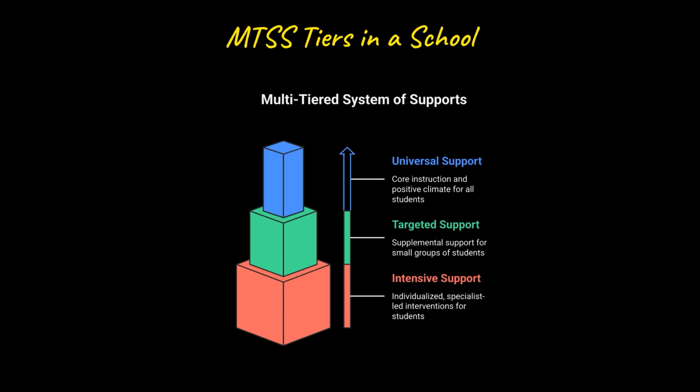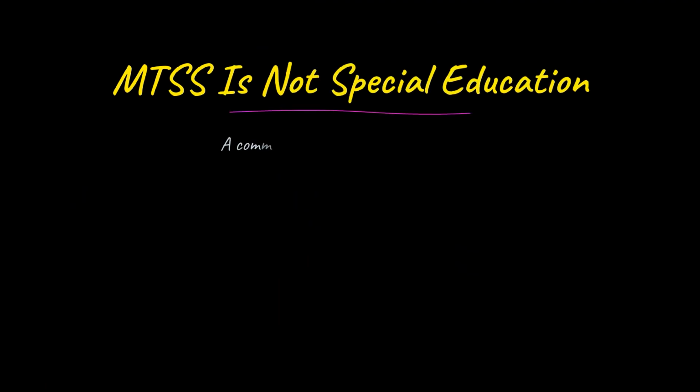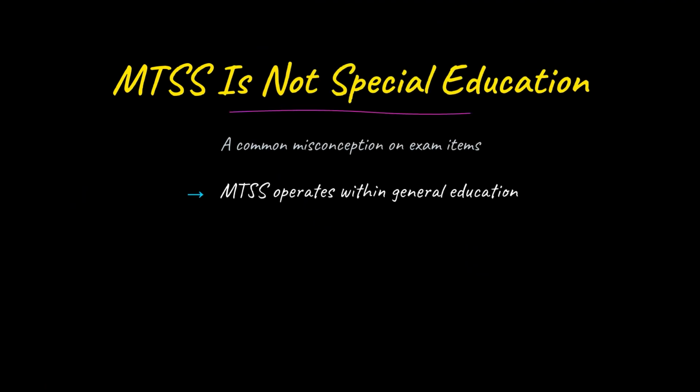They are levels of support that students move into and out of dynamically, driven by data. A student may start at any tier, and movement in either direction reflects changing needs, not a fixed sequence. One critical exam distinction: MTSS is not synonymous with special education. The framework serves all students within general education.